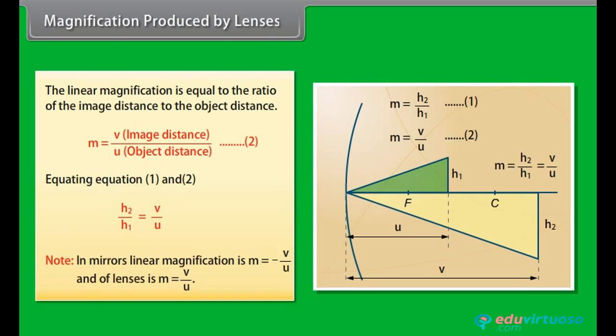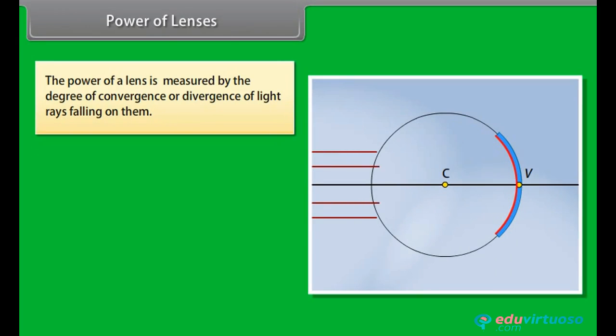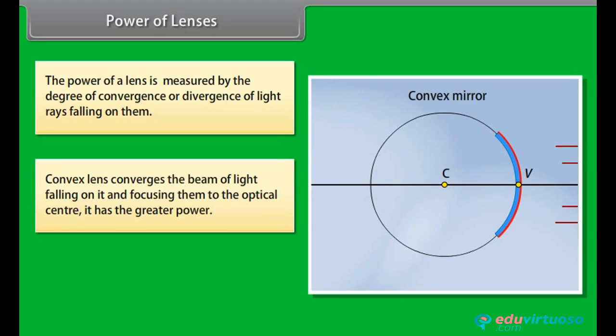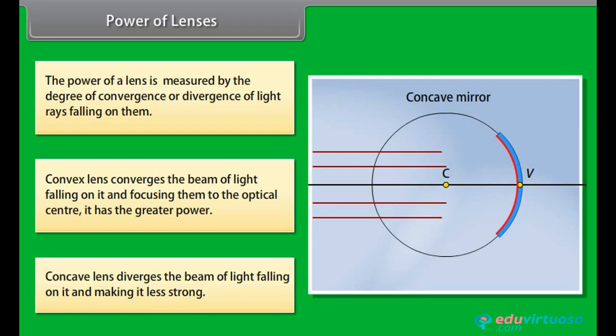Note, in mirrors, linear magnification is M is equal to minus v upon u, and for lenses it is M is equal to v upon u. Power of lenses. The power of a lens is measured by the degree of convergence or divergence of light rays falling on them. A convex lens converges the beam of light falling on it, focusing it. It has the greater power. A concave lens diverges the beam of light falling on it, making it less strong.